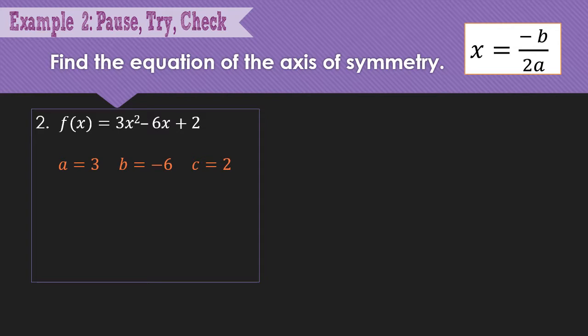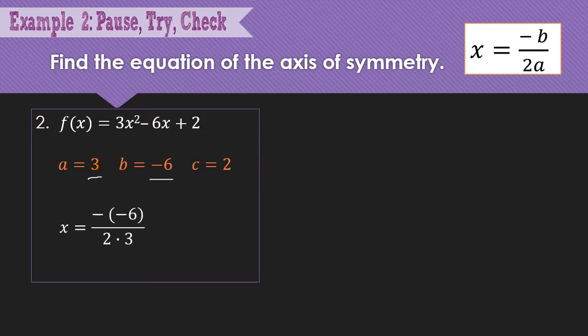And that's all coming from that standard equation of a quadratic function, the a, b, and the c. We're going to take my a and my b, and we're going to plug those values into my formula for my axis of symmetry.